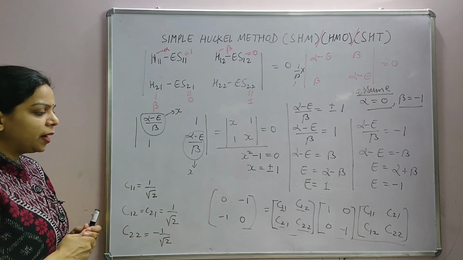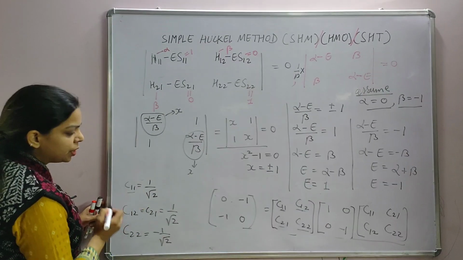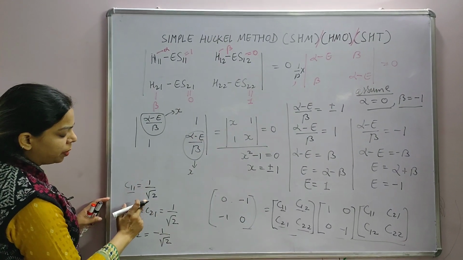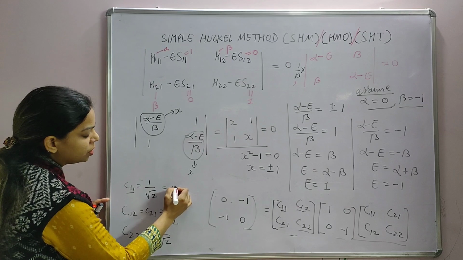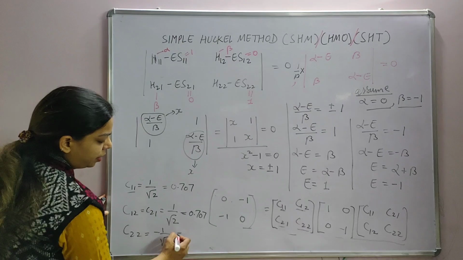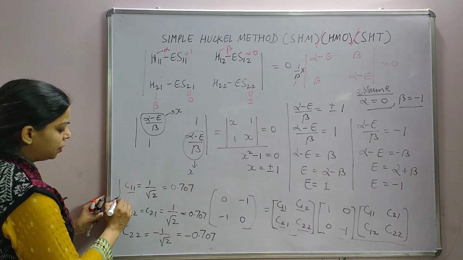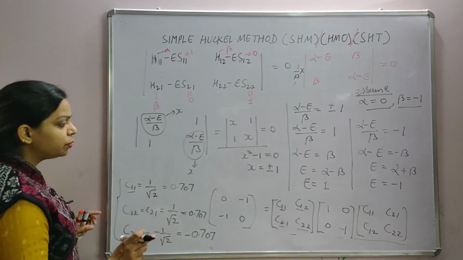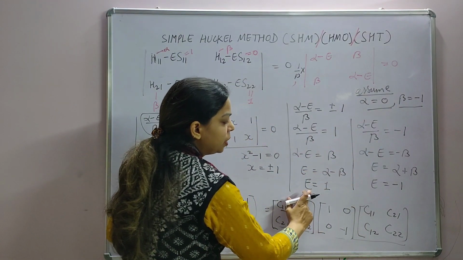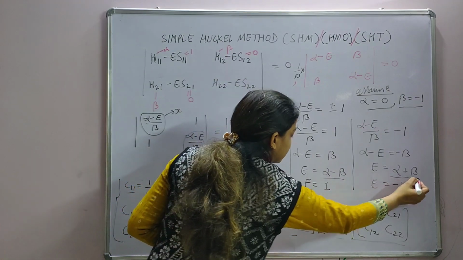When we do it by mathematical rearrangements, we find that the values of the coefficients which satisfy this equation are C11 equal to 1 by root 2, which becomes 0.707, 0.707, and here it is minus 0.707. So we have the values of these coefficients. We have the assumed values of alpha and beta, and we have the values of energy in terms of alpha and beta. So we will take the energy values like this.